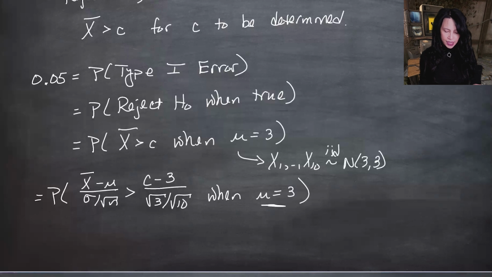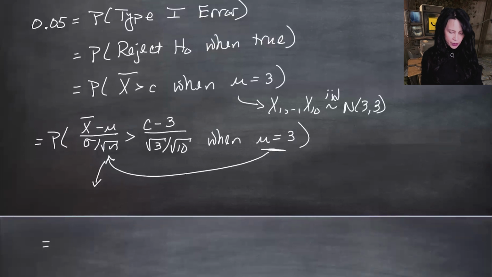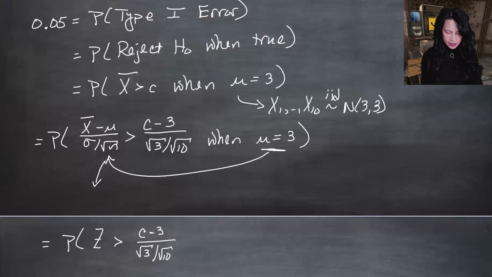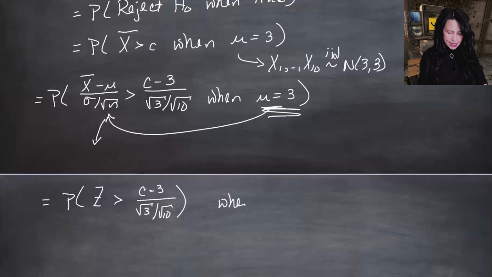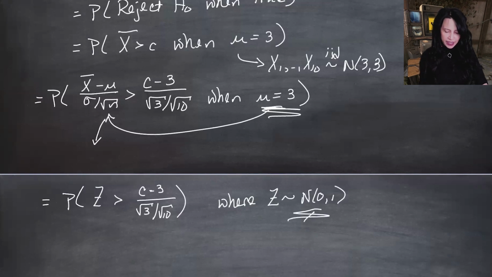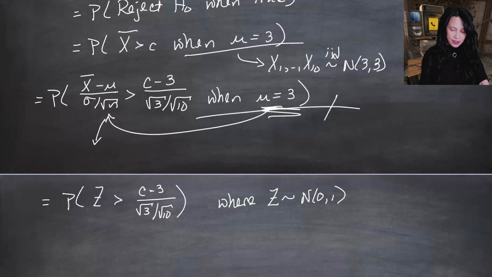And if mu is 3, that tells us that this is standard normal. We can write this as the probability that z is greater than c minus 3 over the square root of 3, square root of 10. And I don't need to carry this around anymore, but I do need to say where z is normal 0, 1. And because this doesn't depend on knowing what mu is at this point, I've used up that information, so I'm going to stop dragging along the when mu equals 3, when mu equals 3, etc.